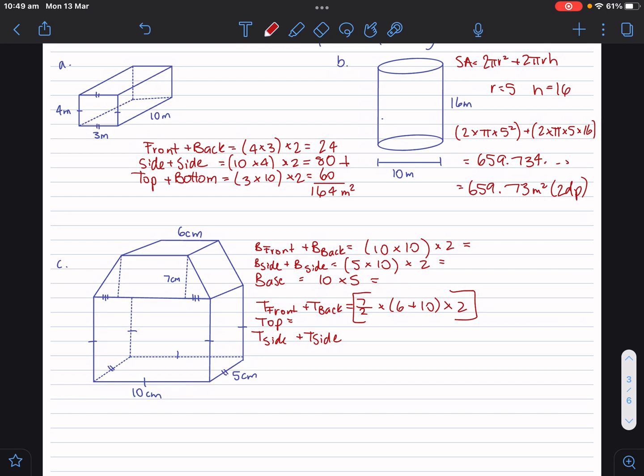Now the top is just 6 times, well, what's this going to be? That's 5 there, so we're assuming that's 5 as well. 6 times 5. And the sides, now we have to figure out this here. And how are we going to figure that out? Well, let's make that triangle.